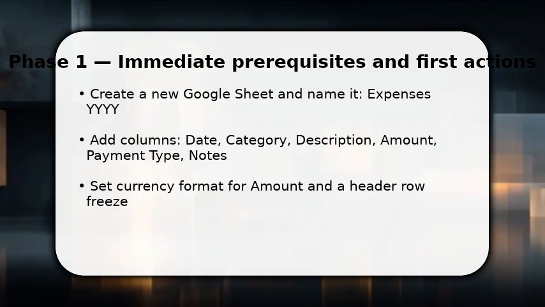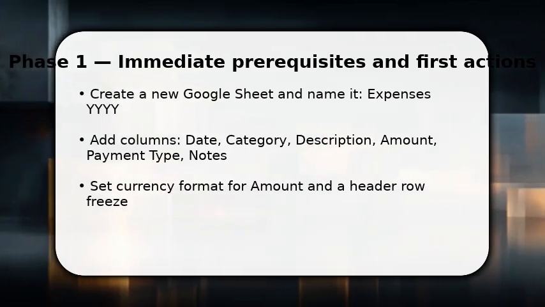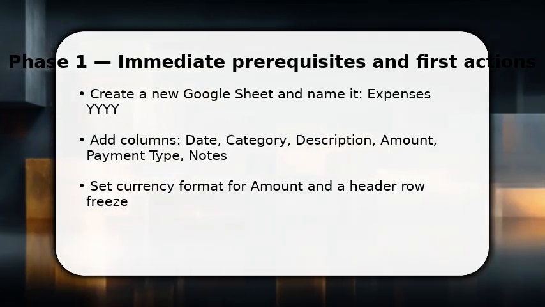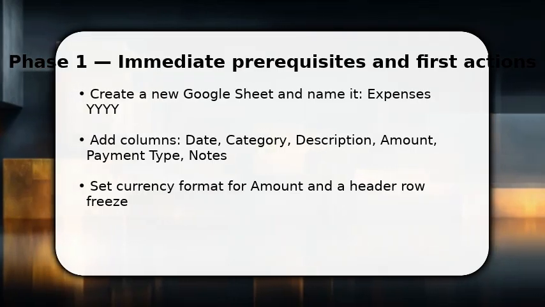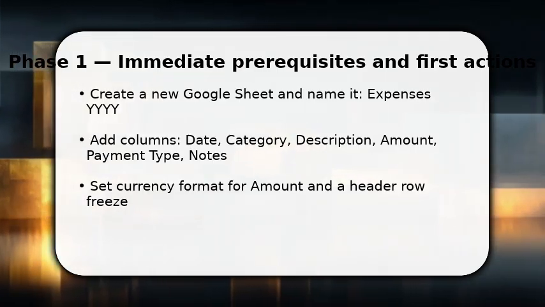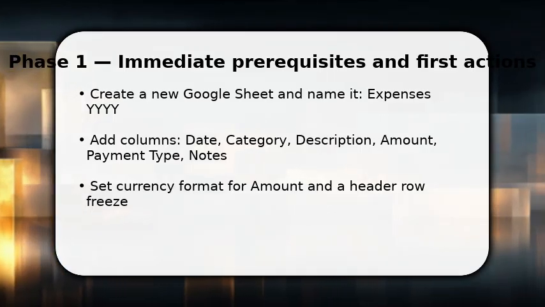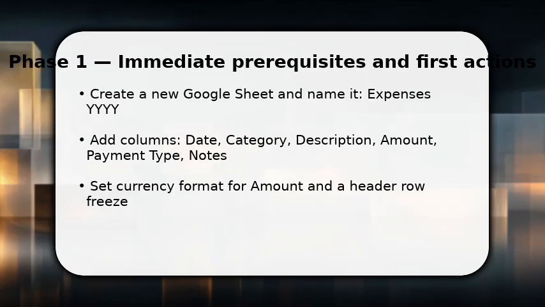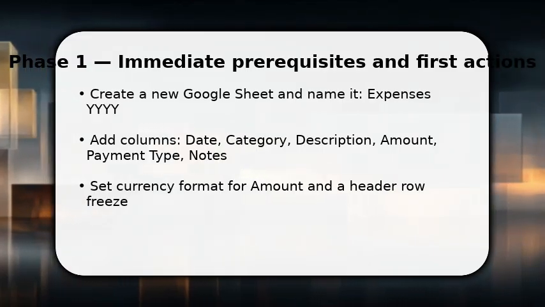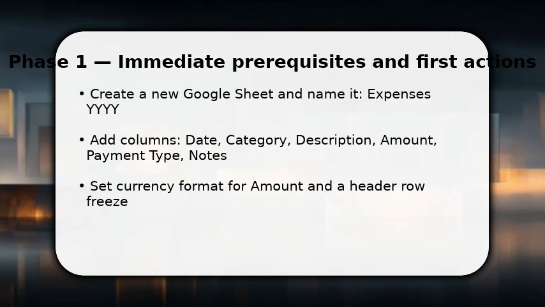You start by opening a new Google Sheet and naming it for the period, expenses 2025, for example. Once done, add essential columns: date, category, description, amount, payment type, notes, and freeze the header row so it stays visible. Make sure to set the amount column to your preferred currency format and time zone.